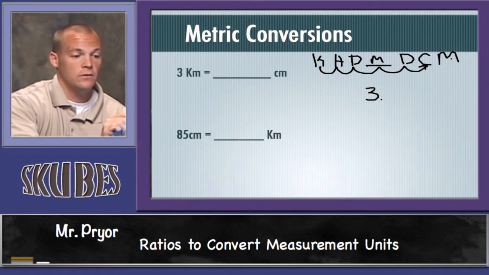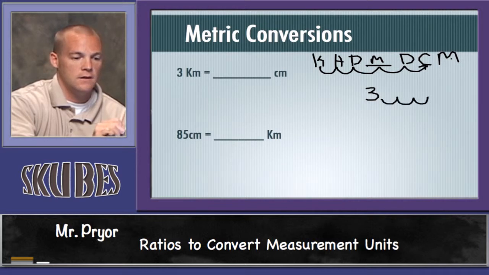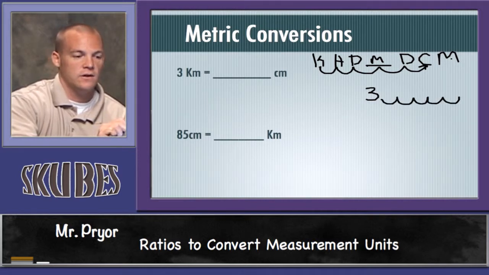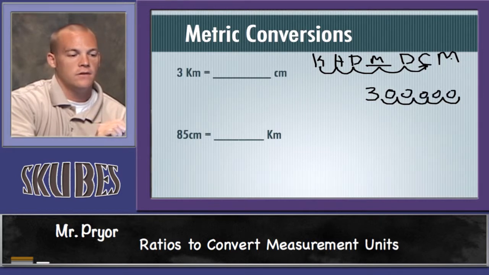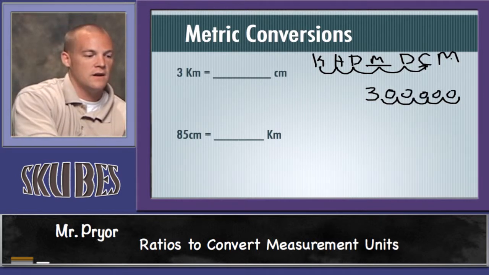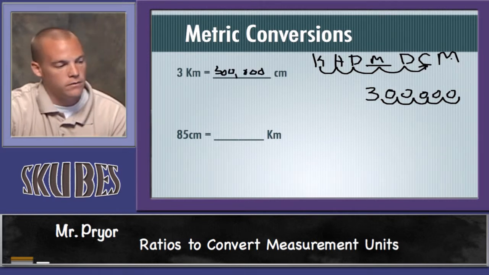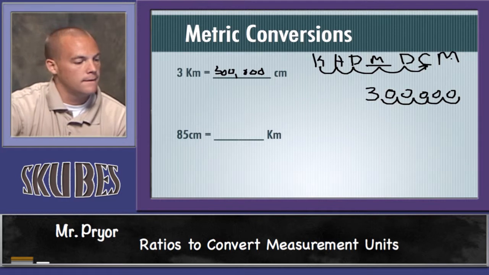So we moved 1, 2, 3, 4, 5 places. And again, I use these little arcs as a reminder to go back and place some zeros. So that looks like it's going to give us 300,000. That one we know, 300,000.